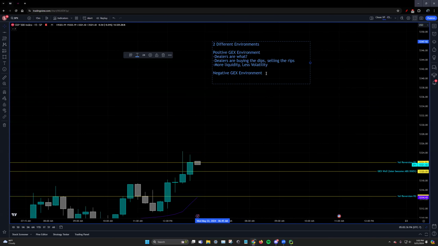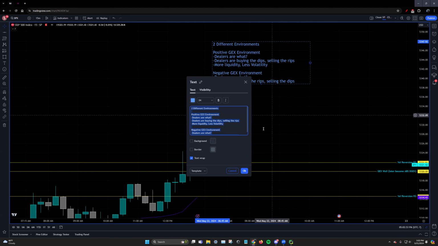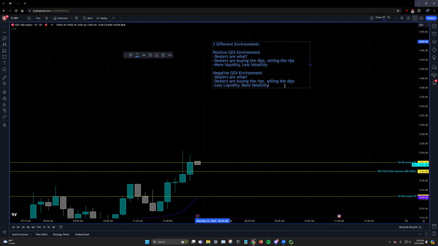In a negative GEX environment, dealers are what? It's the opposite, right? Dealers are buying the rips, selling the dips. So this is going to be super important. Let me add to that: less liquidity, more volatility. That's the basic understanding of the different environments.